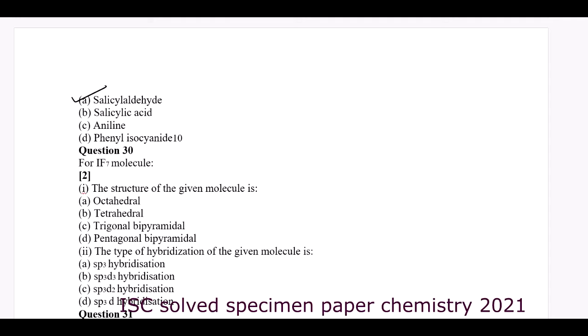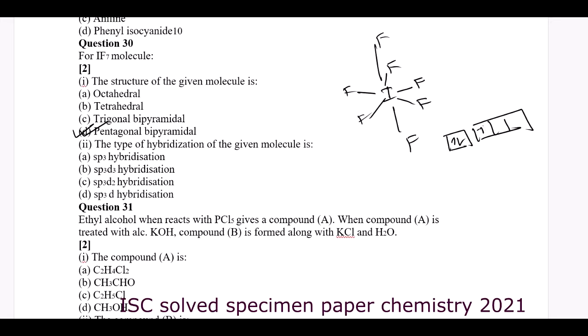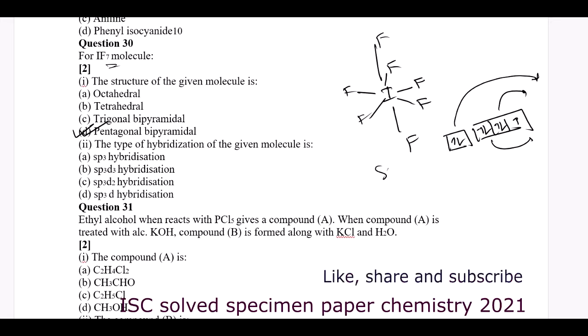Question number 30. For IF7 molecule, the structure of the given molecule. For IF7, 5 fluorines in one plane, another fluorine above and below. So that one will be pentagonal bipyramidal. Type of hybridization: in case of iodine, in P 5 electrons, in S 2 electrons. So to make all 7 unpaired electrons, we have to send the electrons in excited state to d orbital, so we can get 7. So the answer will be sp3d3. Hybridization is sp3d3. For this video, this much.